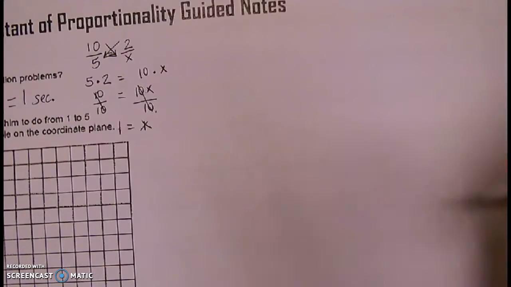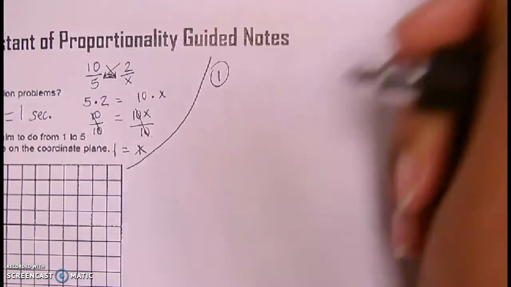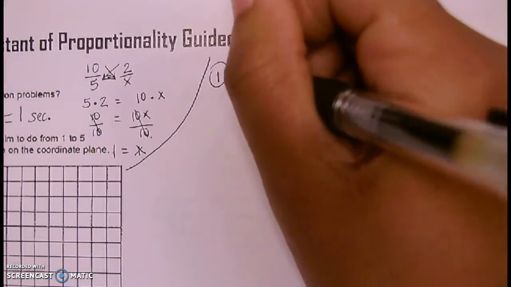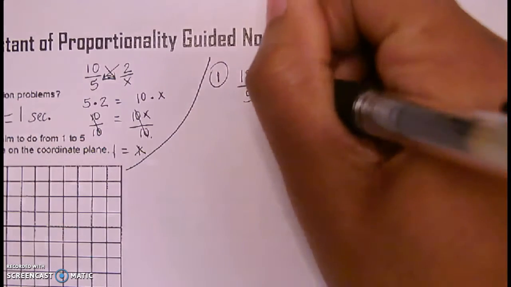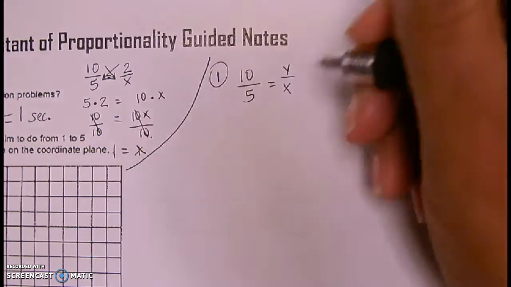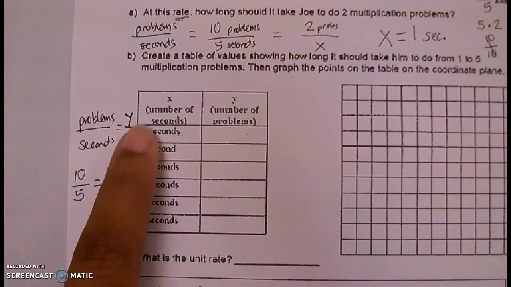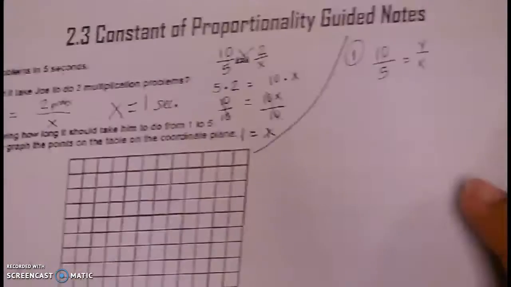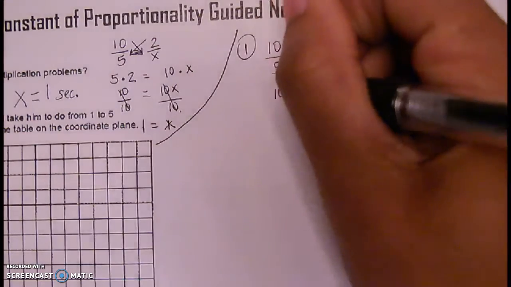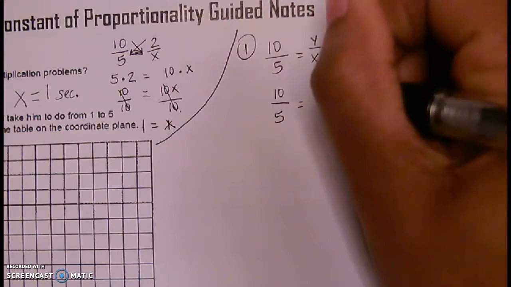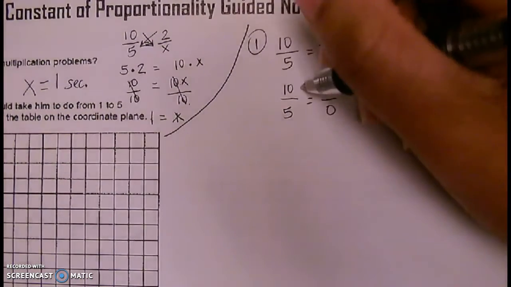So on the side of your page, I'm going to go ahead and do number 1. And I'm going to set up that proportion. 10 problems in 5 seconds equals y over x. Now, for my first row, I see I have x equals 0 seconds. So I'm going to fill it in like this: 10 over 5 equals y over 0. Now I'm going to solve for y using the crisscross method.